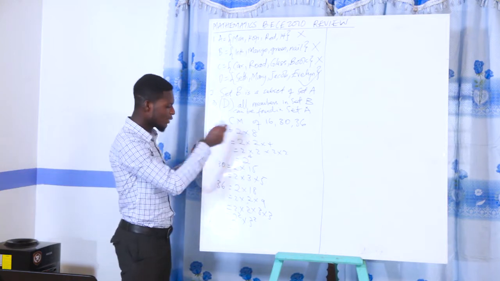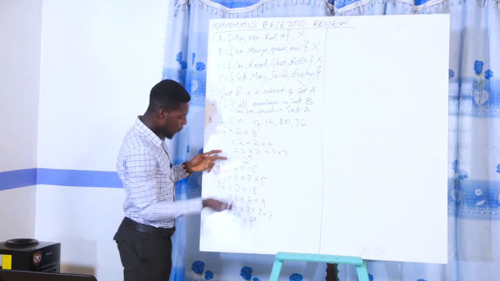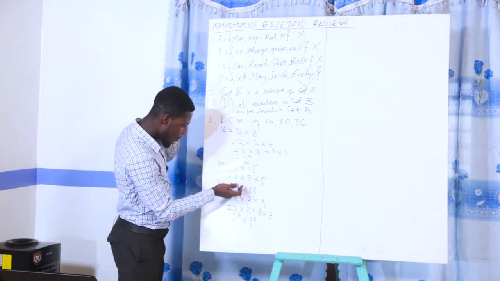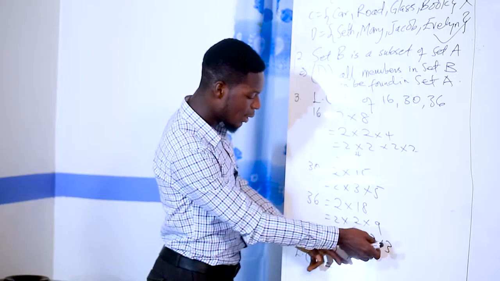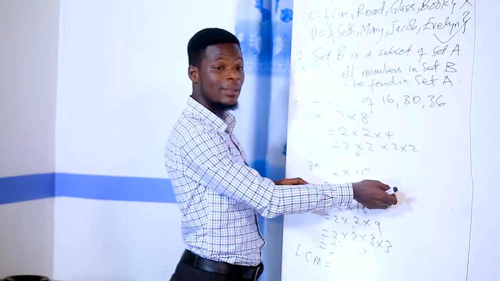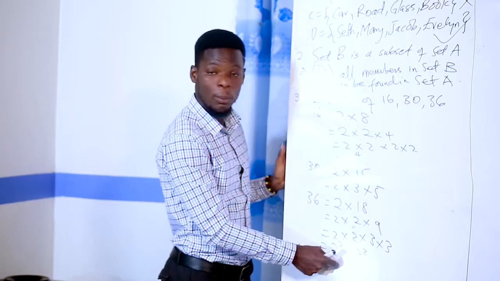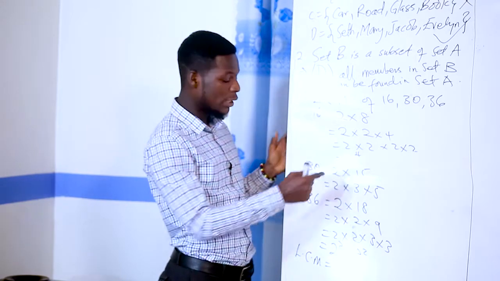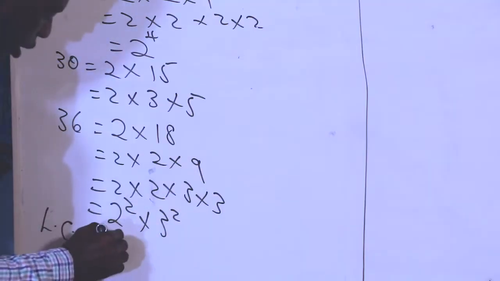So when you look at this, 2 raised to the power 4, 2 raised to the power 2 times 3 raised to the power 2, 2 times 3 times 5. Realize that 2 is common. But which one has the highest exponent? 2 raised to the power 4. So you select 2 raised to the power 4.